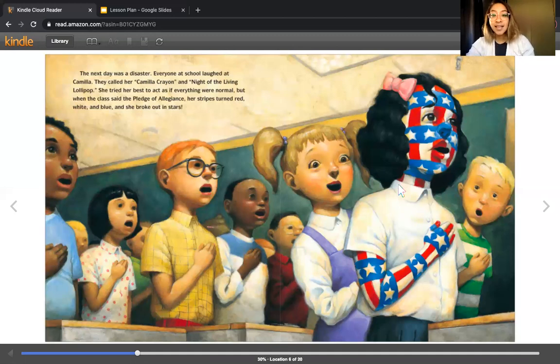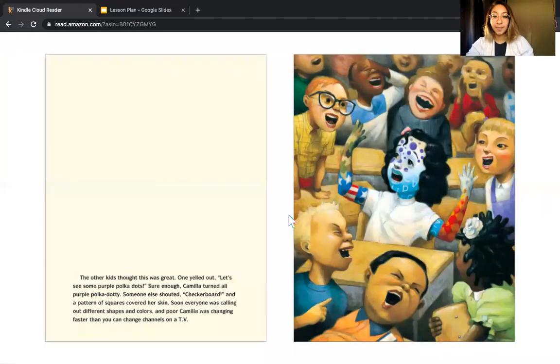So Zoe guessed that because they're doing the Pledge of Allegiance, she has stripes and she has stars on her face. Let's move on. Brandon, great job. Great inference. Brandon says he thinks that they are bullying her or being mean to her. Brandon, what makes you think that? What makes you infer or guess that they are being mean or bullying her?